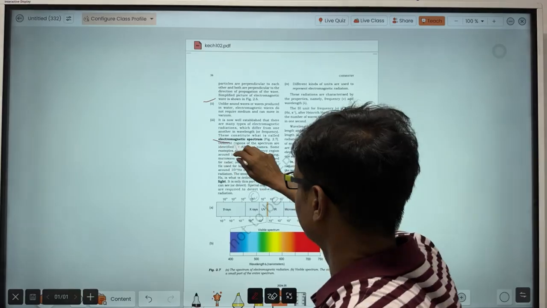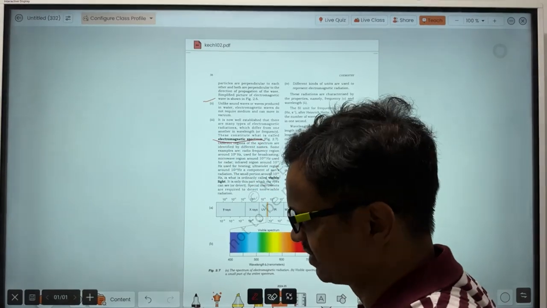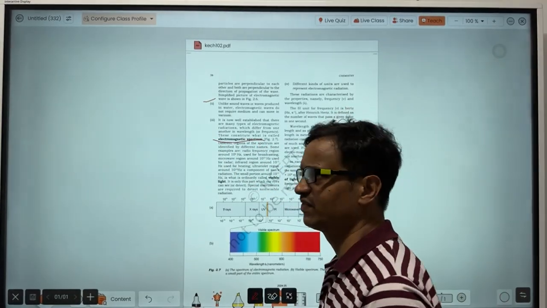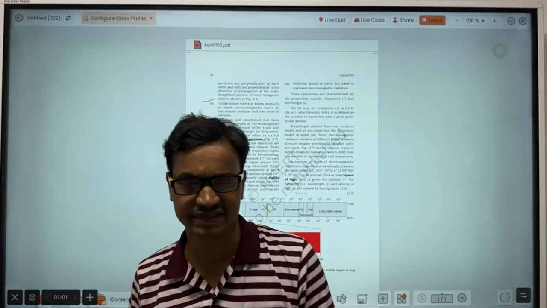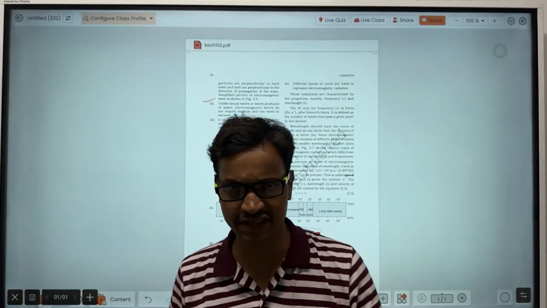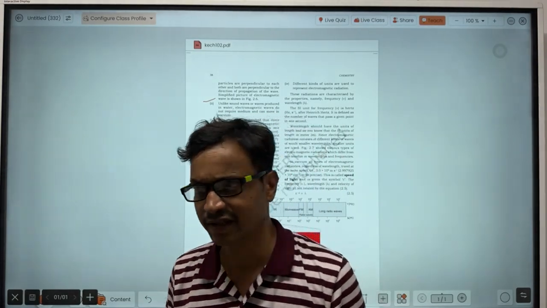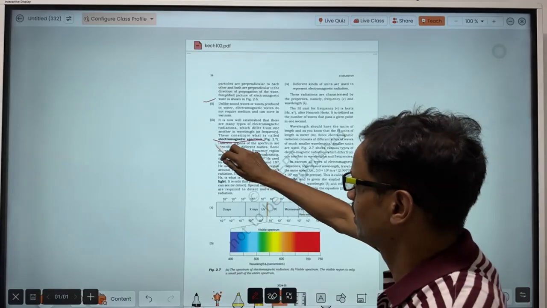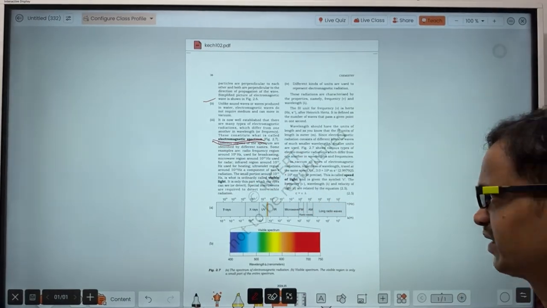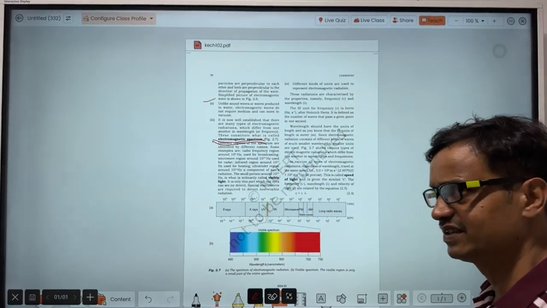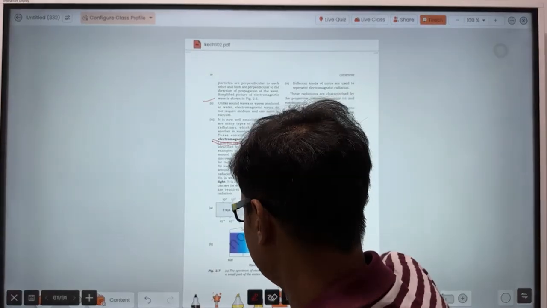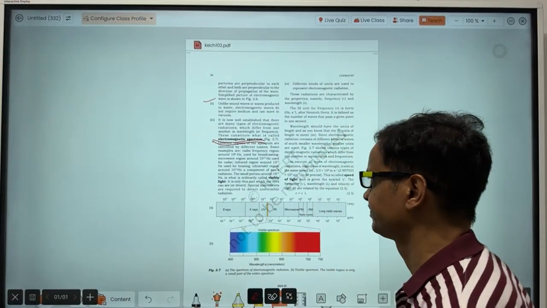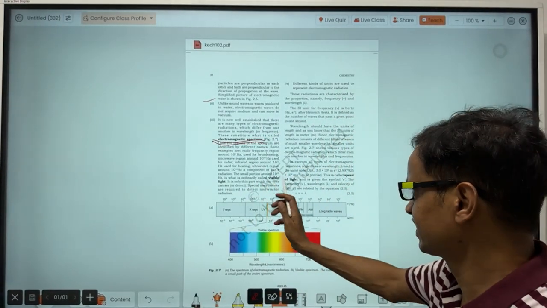So the electromagnetic spectrum, that is here. You already know white light, that is visible light, is made up of different types of waves. That is constituted of 7 colors, you know already. So that is written here. So the electromagnetic spectrum is obtained when the white light passes through the prism, then a spectrum is obtained. So that is visible light.